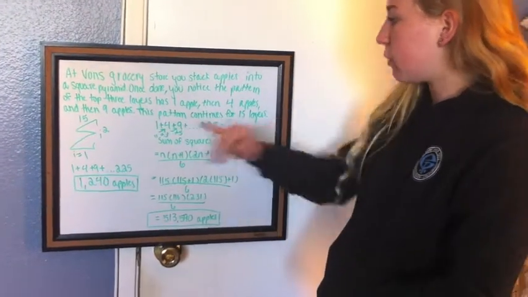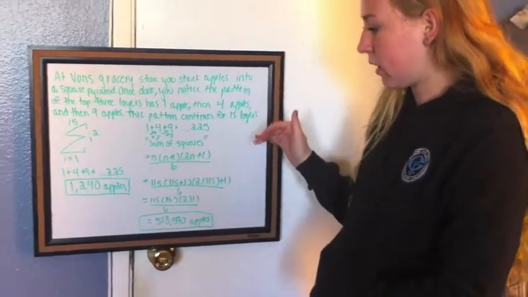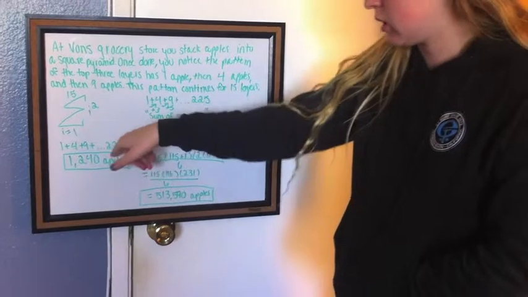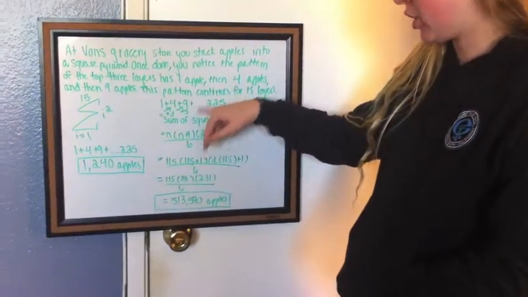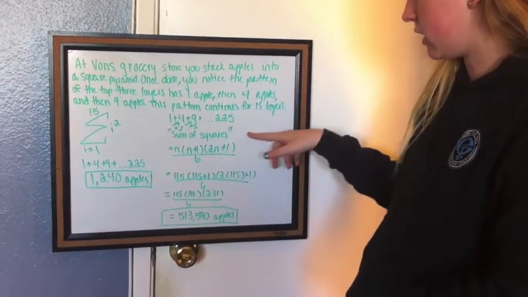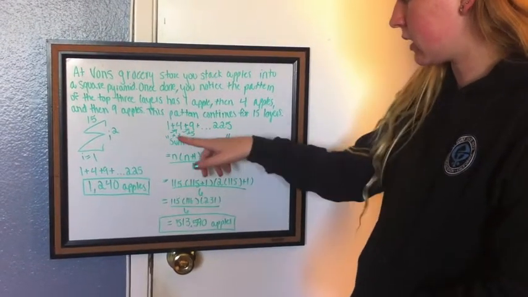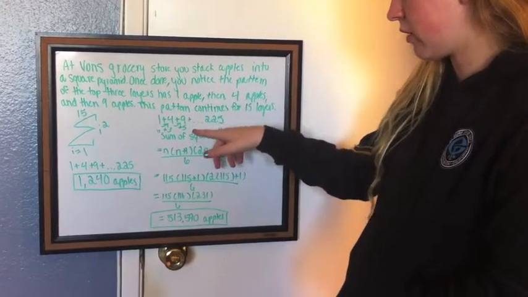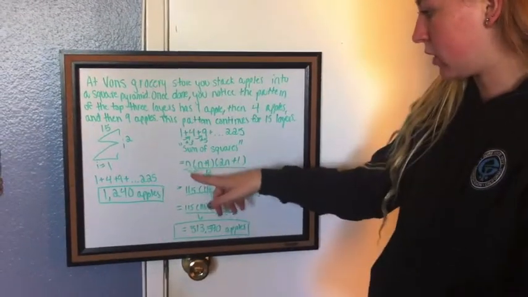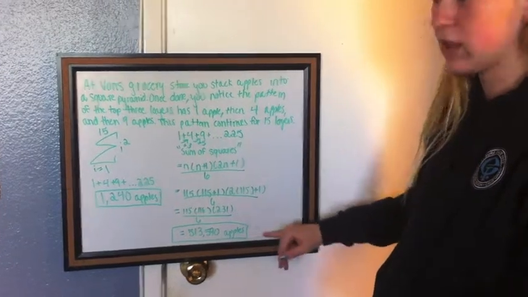1,240 apples. But if we want to find the total number of apples, we need to use this, but it's neither geometric nor arithmetic. It has no common difference. So if it has no common difference, we use the sum of squares, because this is +3 and this is +5, so there's no common difference. And this is the equation, and n equals the number of terms, and you just plug it in and you get this number. Yay! I'm an apple stacker expert.